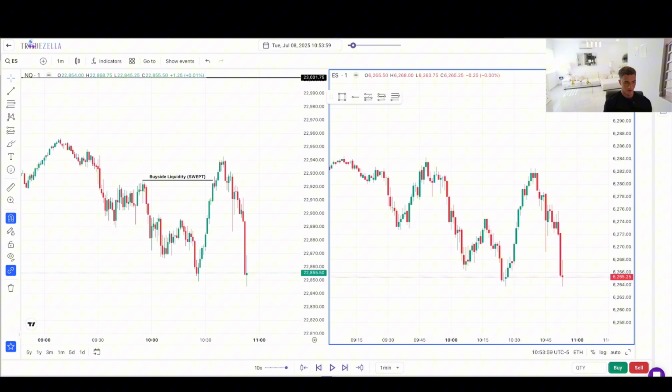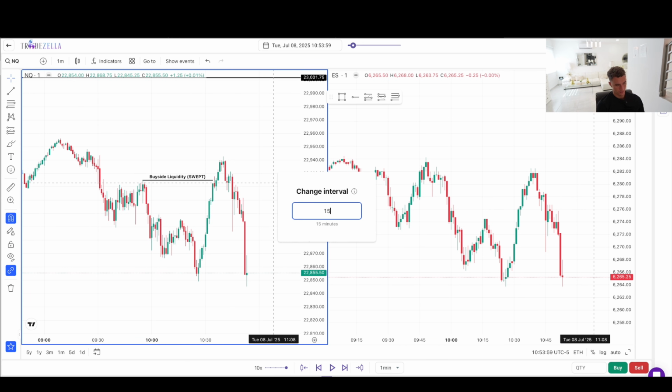All right, guys, so starting off with the first example. Number one, what are we looking out for? We're looking for a liquidity sweep. So you can clearly see here, this is NQ. Price comes up, we had swept buy-side liquidity. So this is a swing high. This acts as a buy-side liquidity pool.